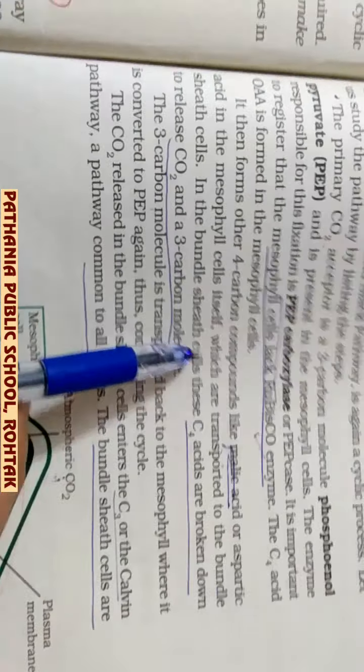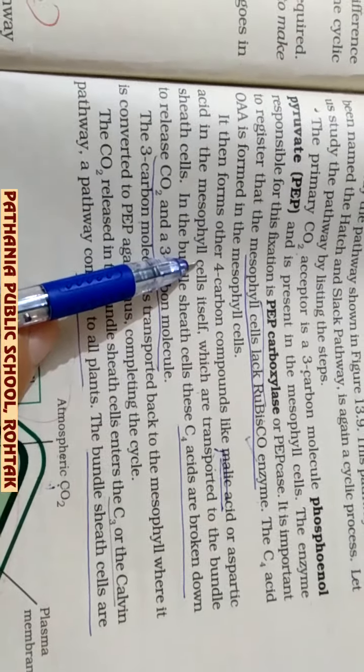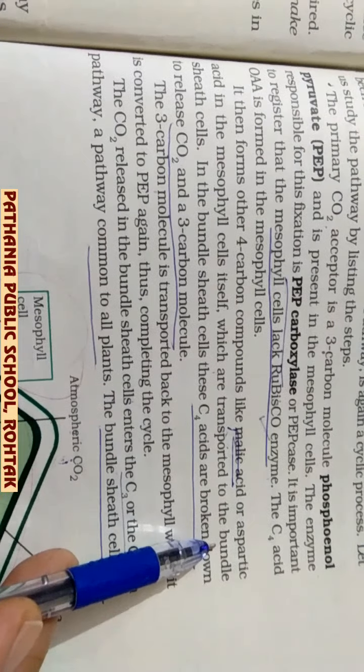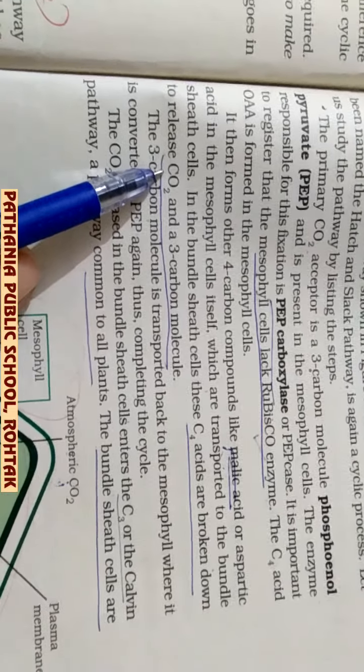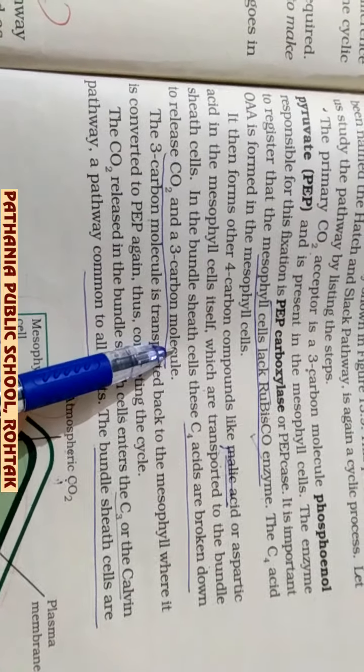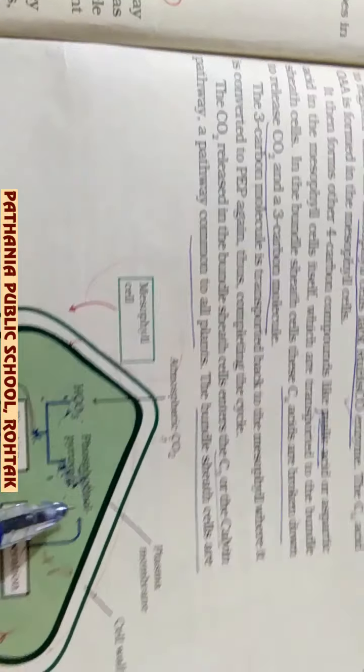So here you can see, first I am showing you what they have written: the 4 carbon compound malic acid is formed. This malic acid from the mesophyll cell will be transported to the bundle sheath cell. In the bundle sheath cell, one carbon is removed in the form of carbon dioxide, and the 3 carbon acid, that is pyruvic acid, will be formed. This 3 carbon molecule, pyruvic acid, again will be pumped back to the mesophyll cell, as it is written here. It will again convert into phosphoenolpyruvate.